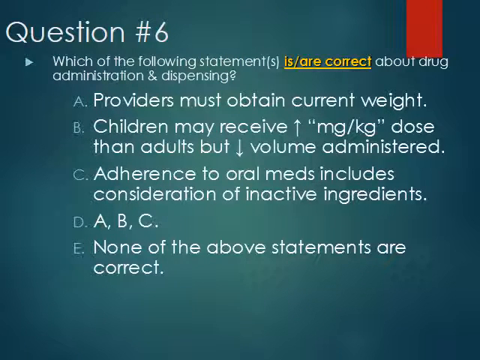Okay, and the next question, which of the following statements are correct about drug administration and dispensing? A: Providers must obtain a current weight whenever dosing medications. B: Children may receive a higher milligram per kilogram dose than adults, but a lower volume administered. C: Adherence to oral medications includes consideration of inactive ingredients. D: A, B, and C, or none of the above statements are correct.